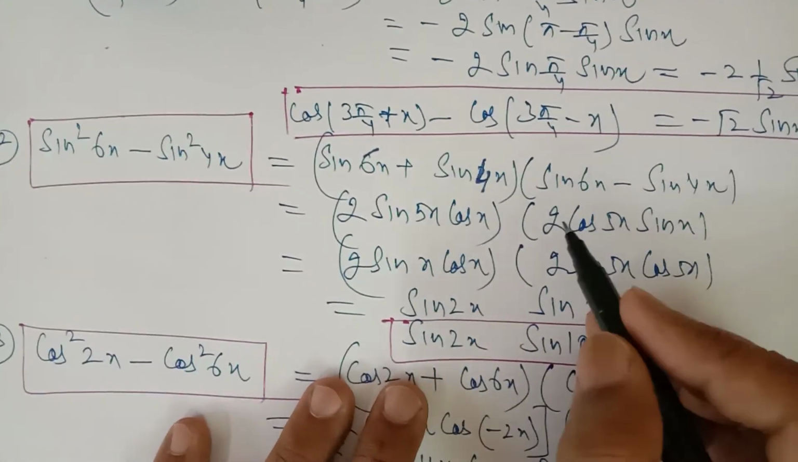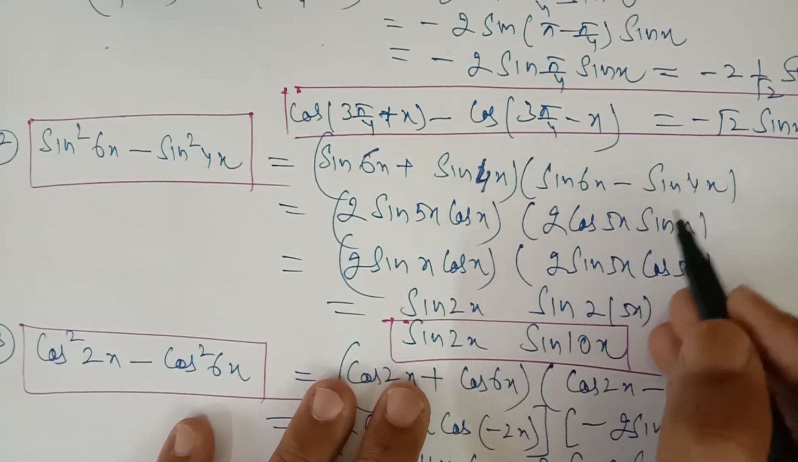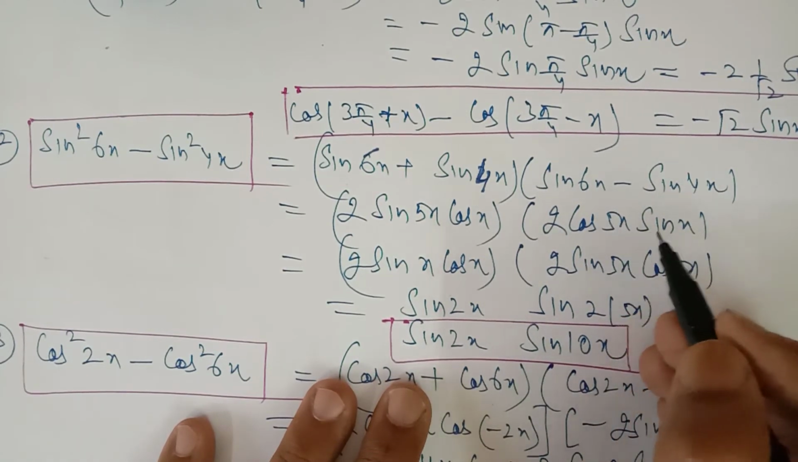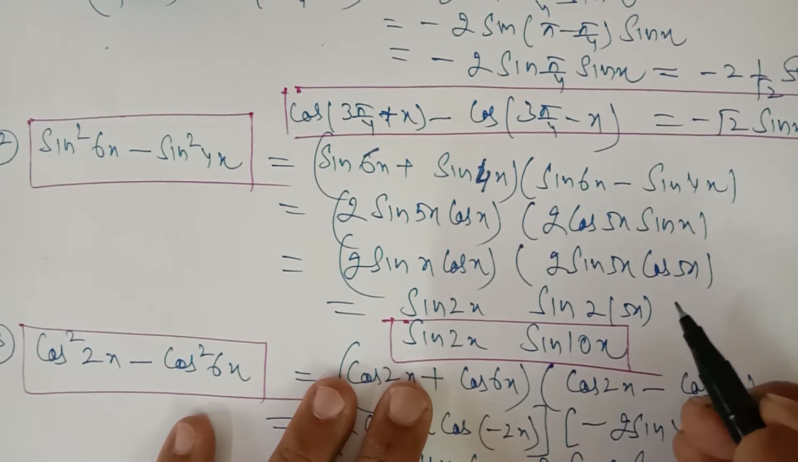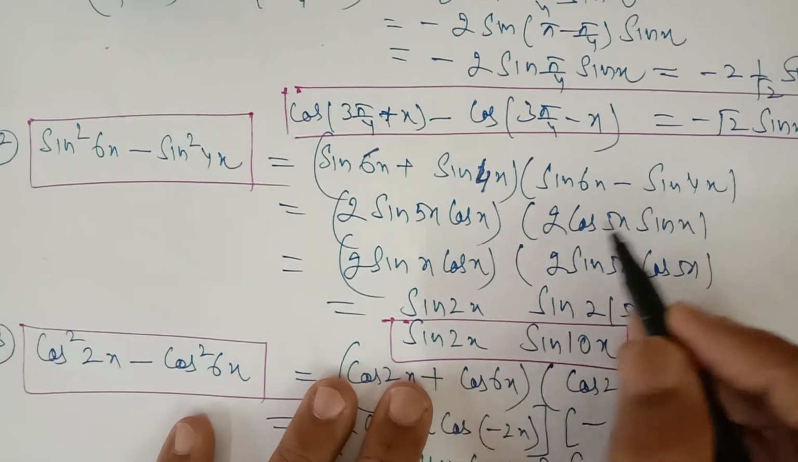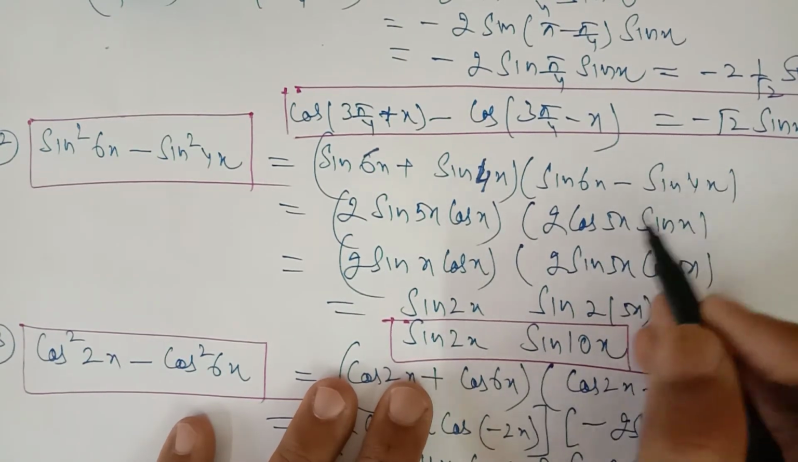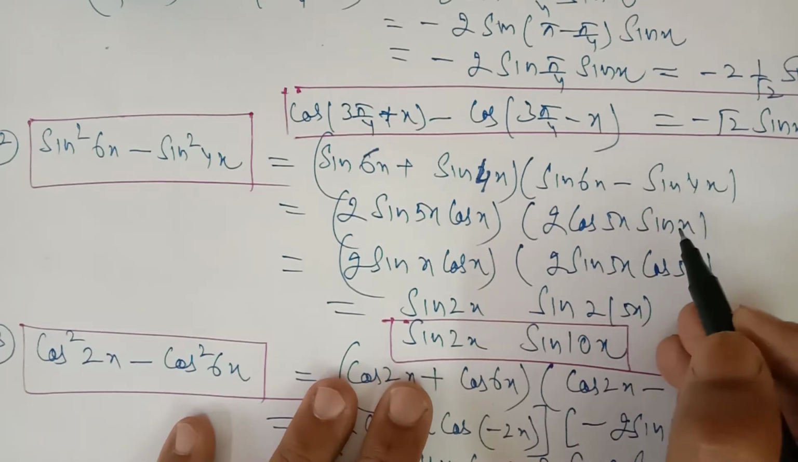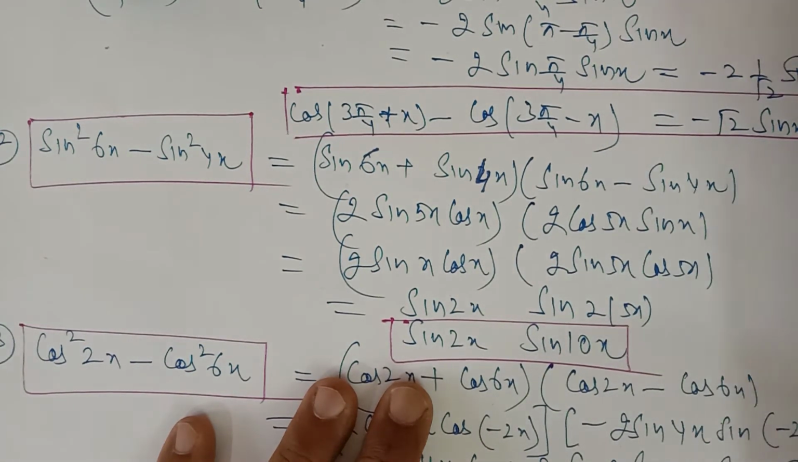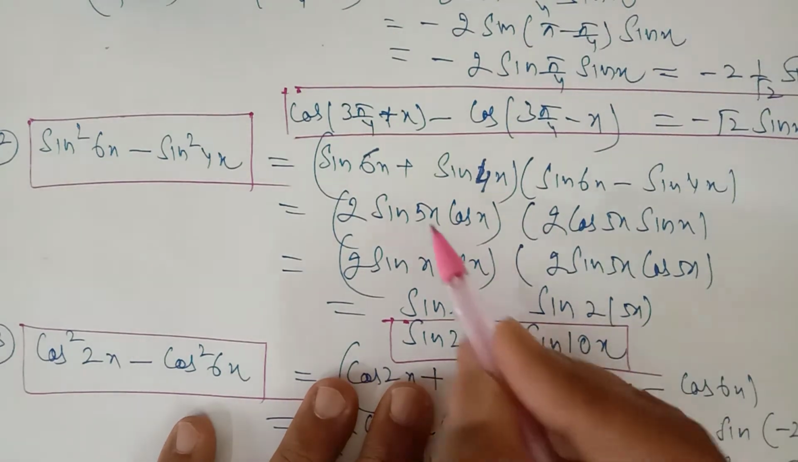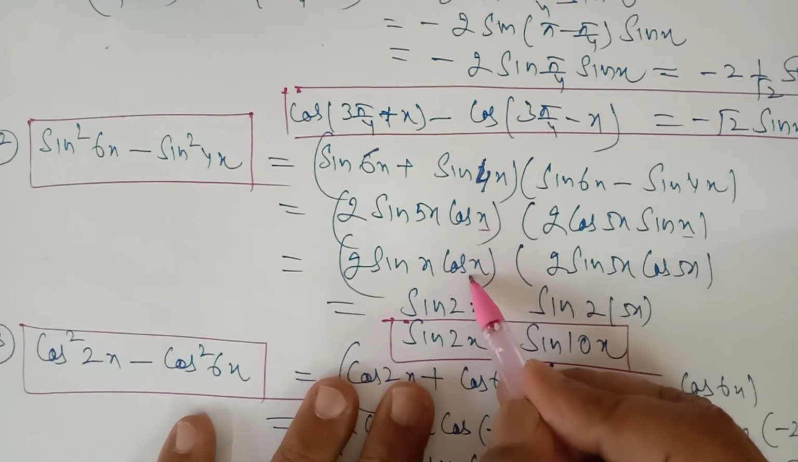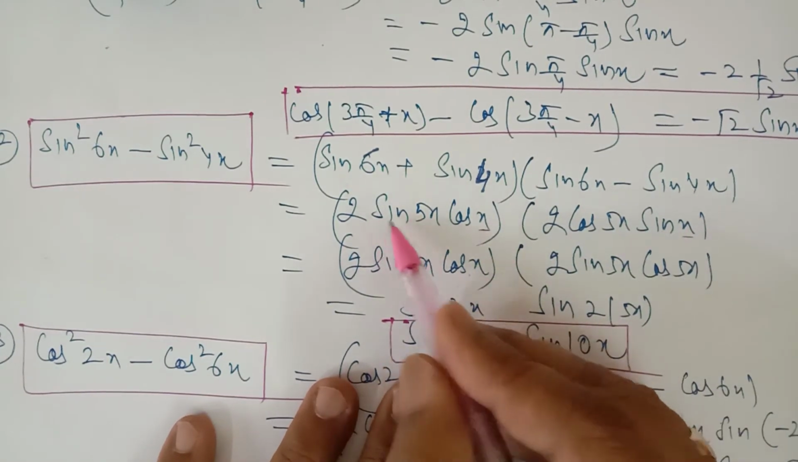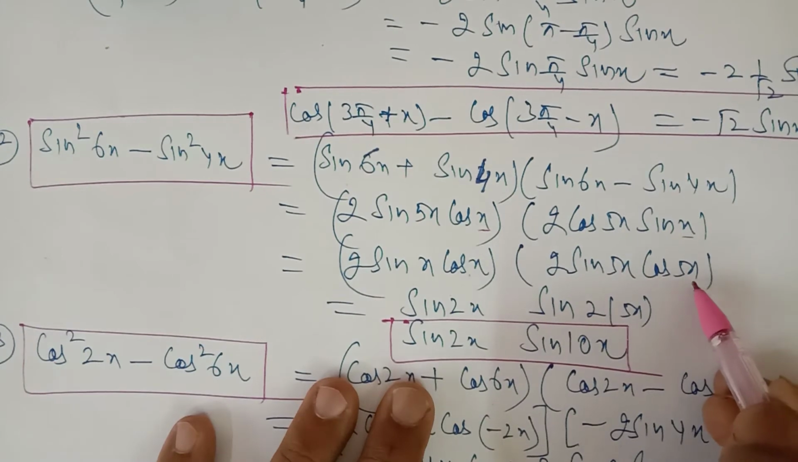Sine A minus sine B formula is 2 cos (A plus B)/2 sine (A minus B)/2. See it very carefully. Now arrange these terms very carefully. I have taken the x angles on the same side: 2 sine x cos x in the first bracket, and 2 sine 5x cos 5x collected in this bracket.